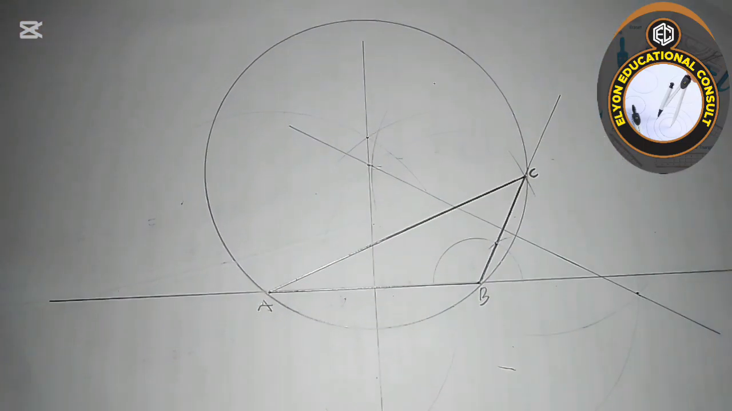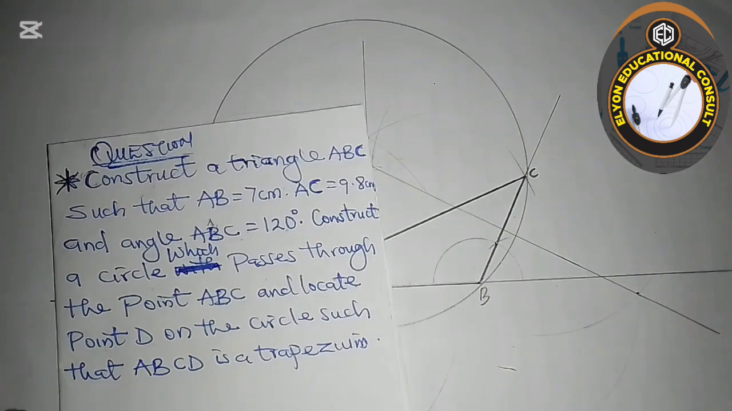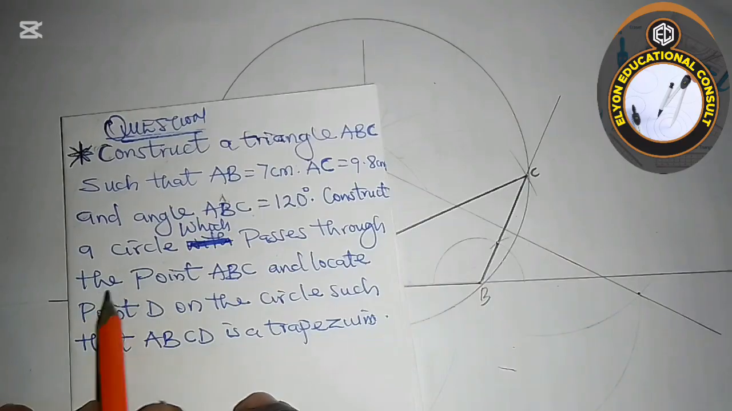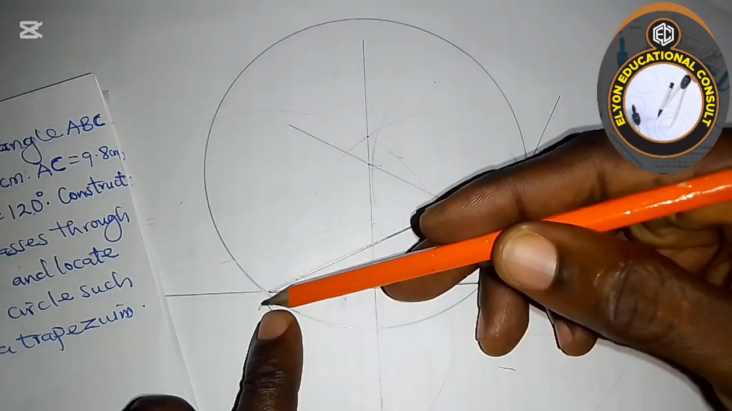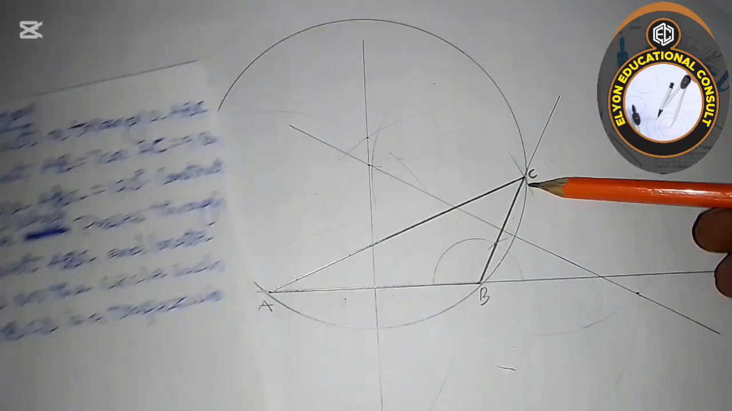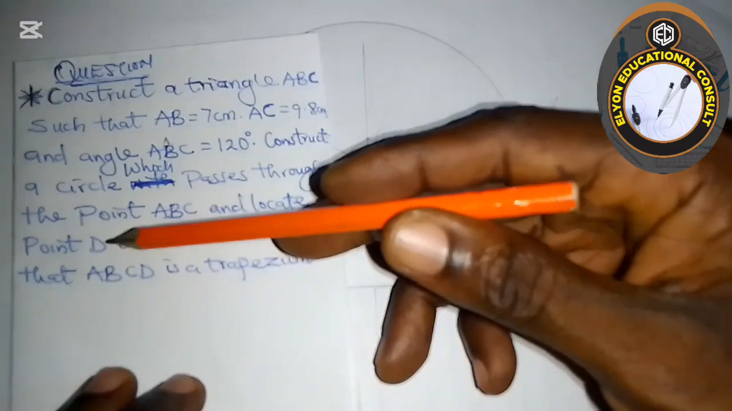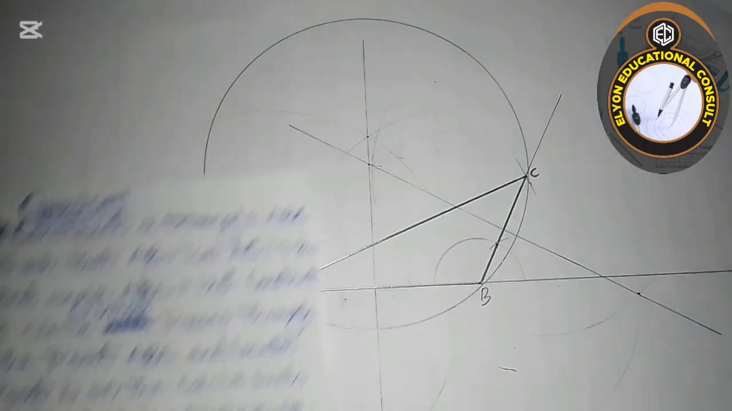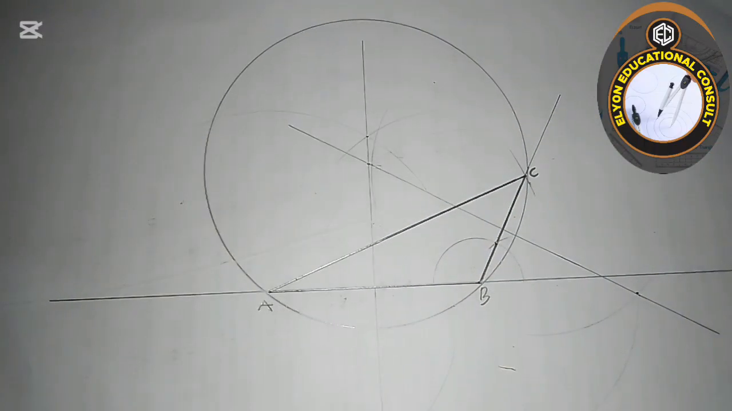So the next question here says that we have constructed a circle which passes through the points A, B, C. So you can see it touches point A, it touches point B, and it also touches point C. And we are told to locate point D on the circle such that ABCD is a trapezium. So that is a very simple thing to do.